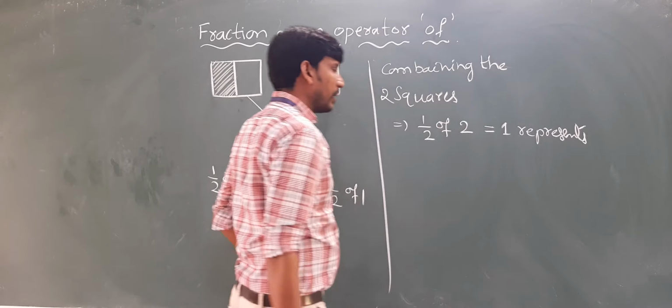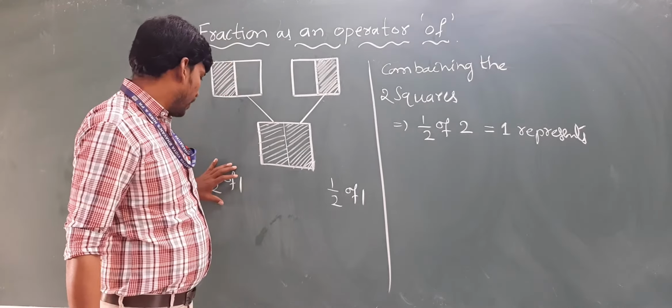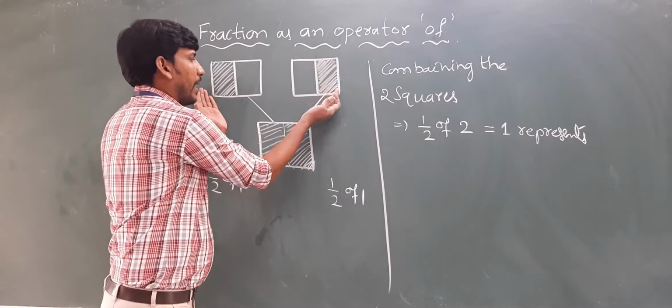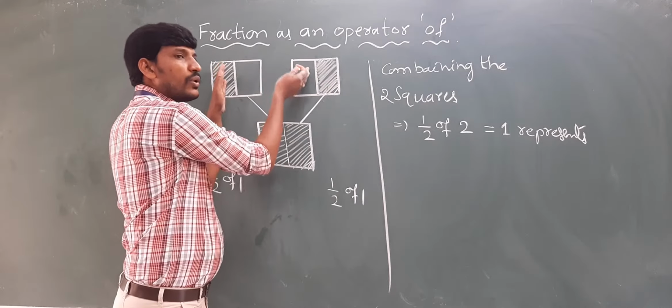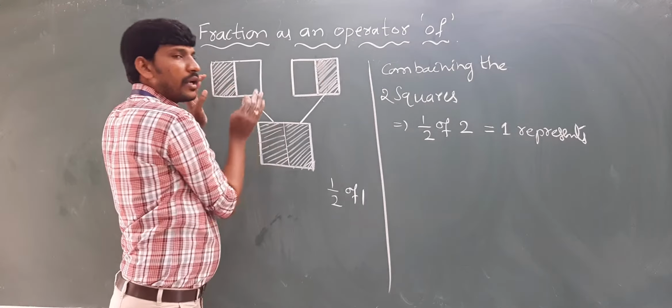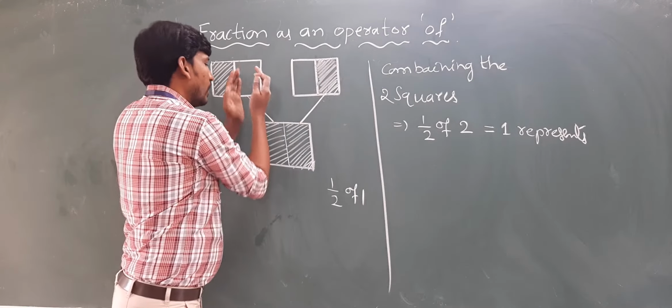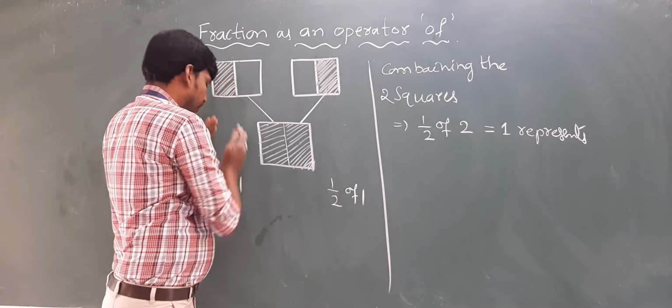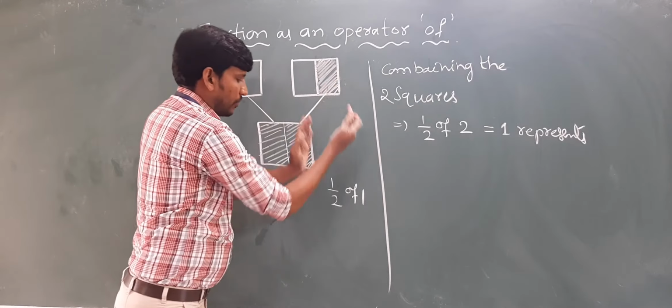Understood, everyone? Here, 1 by 2 of 1. I am combining these two squares because these two are similar figures. These two are squares, these two are similar. When we combine these two, I will get 1 square. So 1 by 2 portion of this one, 1 by 2 portion of this square.